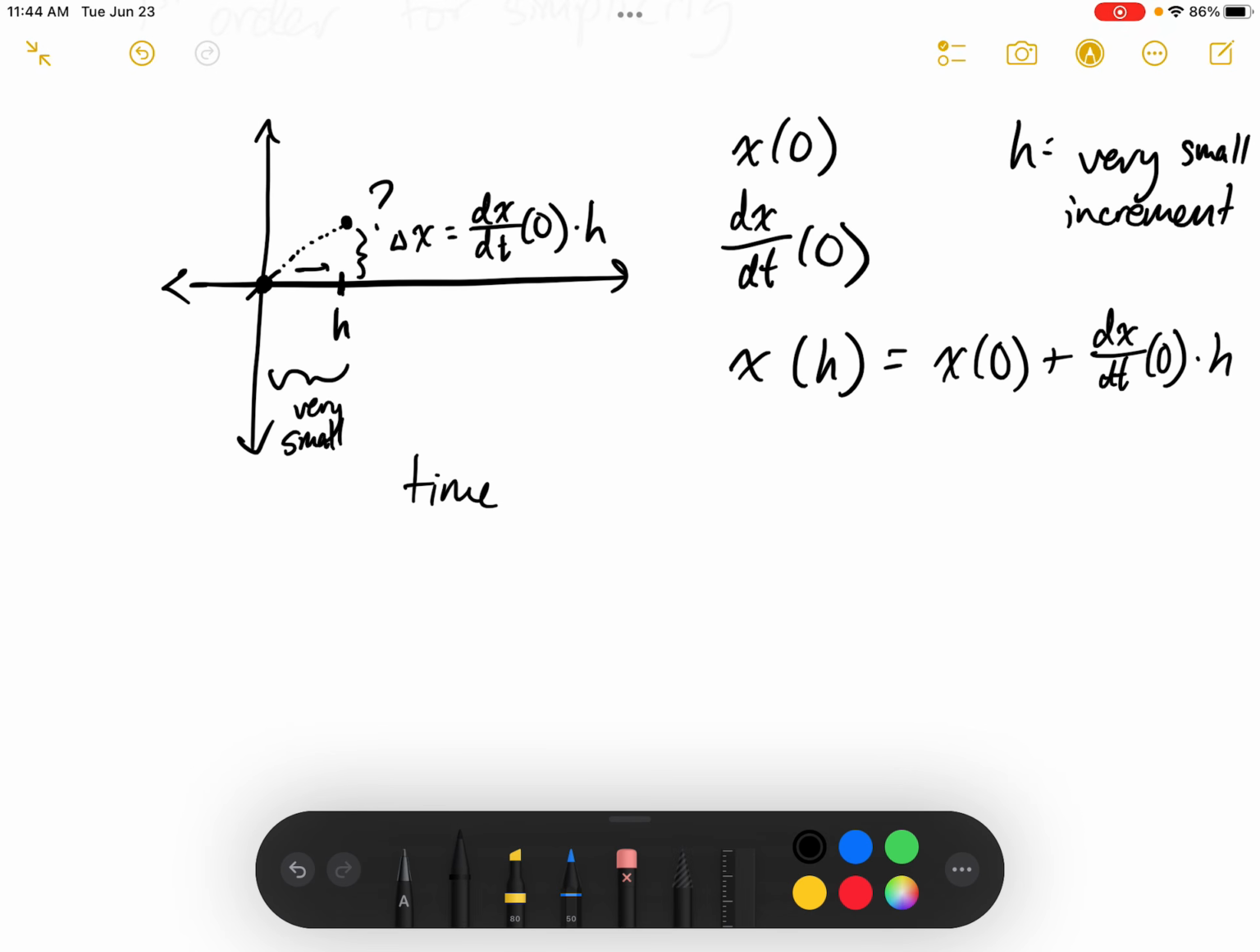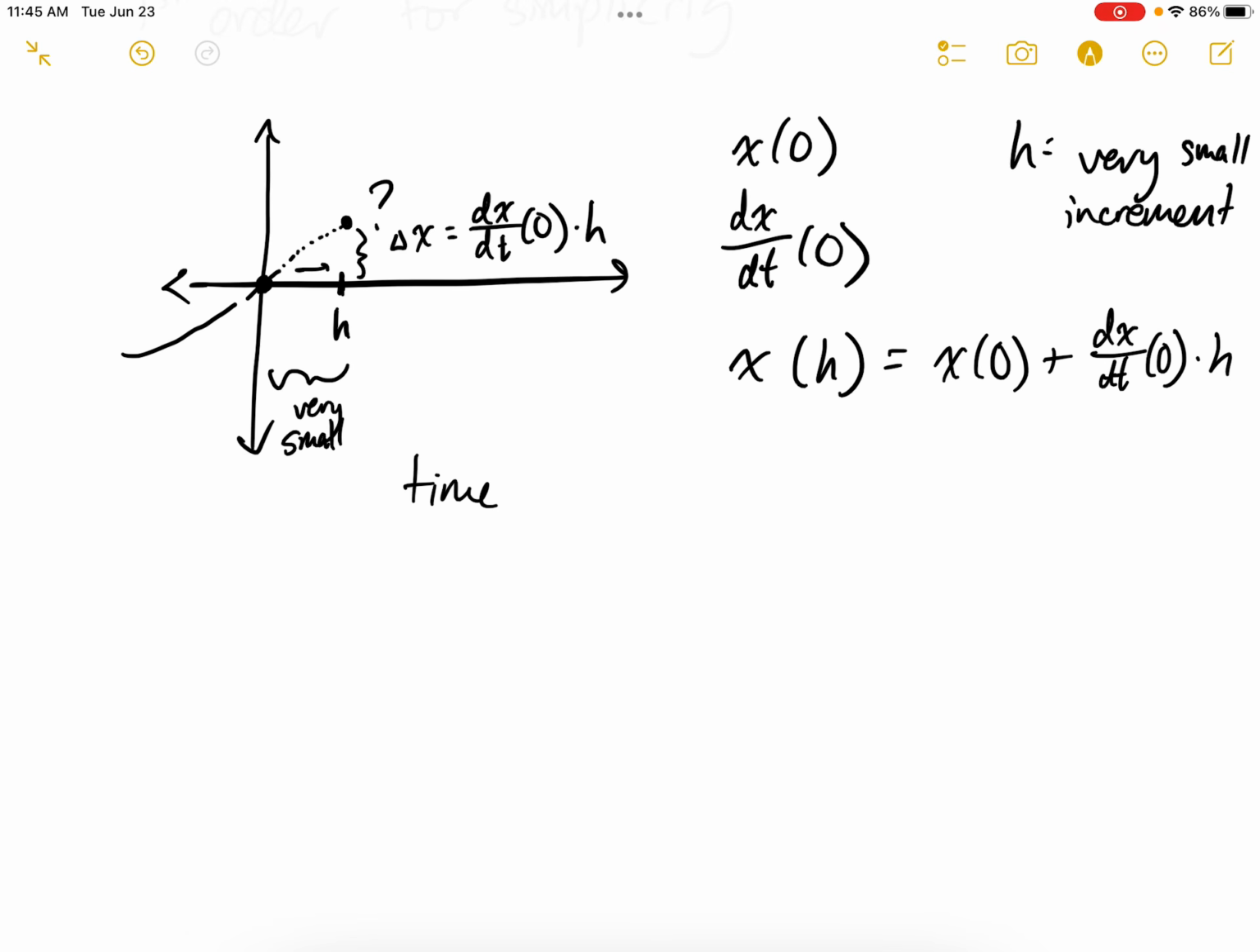Now, keep in mind that this is just a numerical method, so it is imperfect. Maybe the graph actually looks like this, so we have a little bit of inaccuracy. This assumes that the slope is linear, so this is a fairly rough approximation.